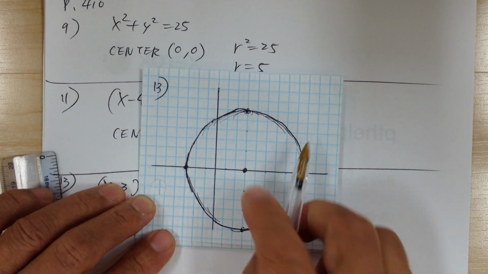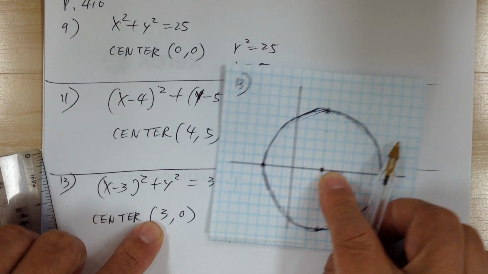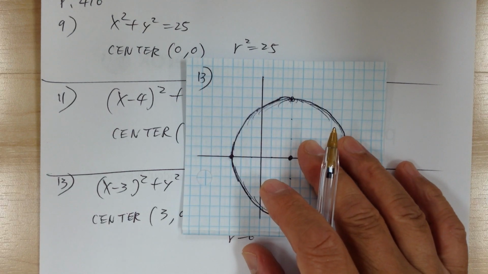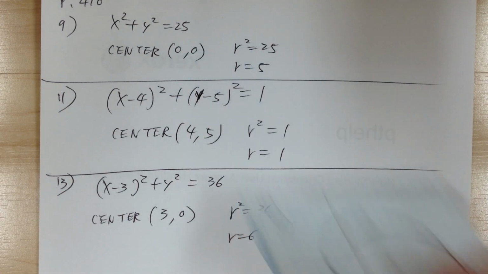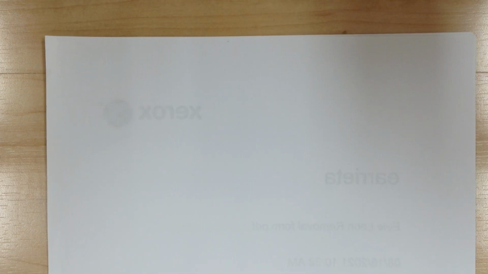Okay, there we go. So the center is at (3, 0) and the radius is 6. Okay, next one.